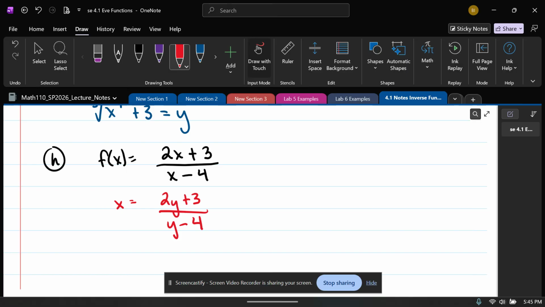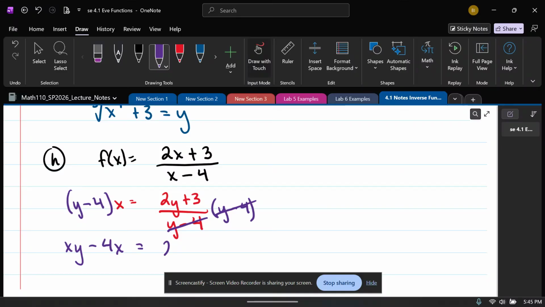All right, now here's where the fun begins. Because we've got a big fraction over there, we want to make it not a fraction. The easiest way to do that is to just multiply both sides by that denominator. If I do that, on the right-hand side, it's going to cancel out. On the left-hand side, what property is that? Distributive property. So I'm going to distribute that x to the y and the 4. So that's going to be xy minus 4x. And on the right-hand side, all I've got left is 2y plus 3.